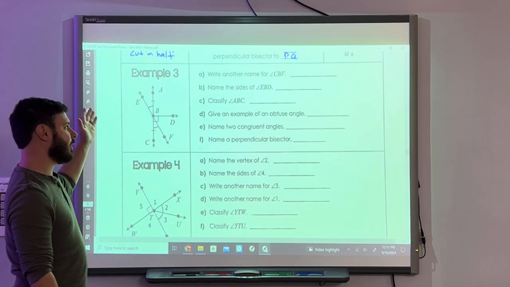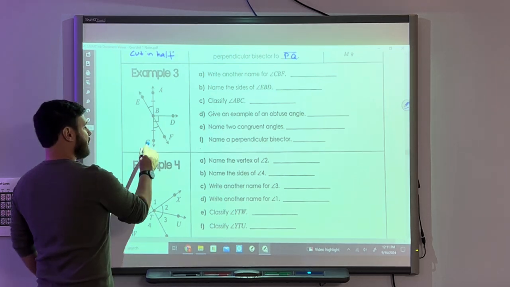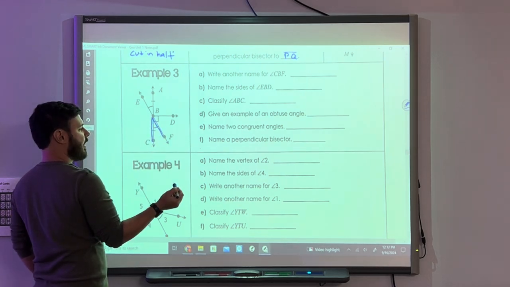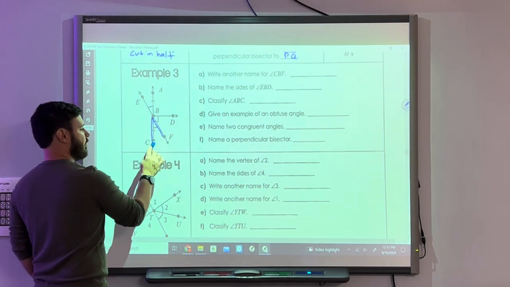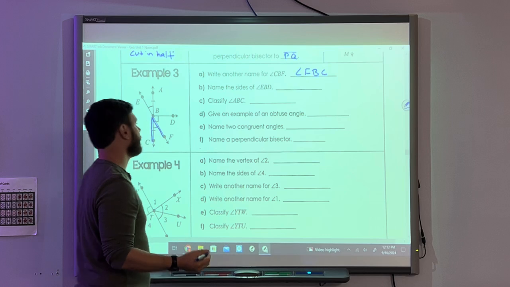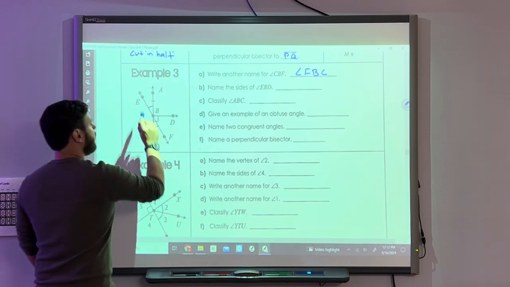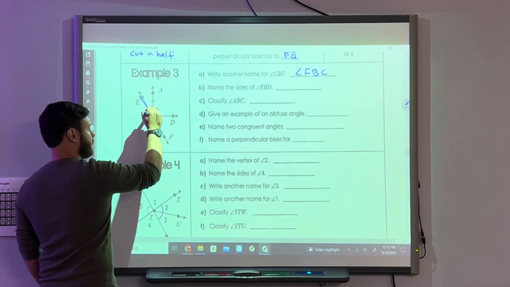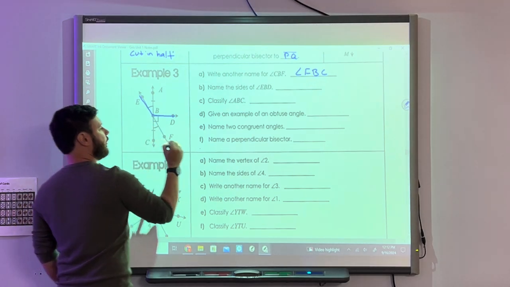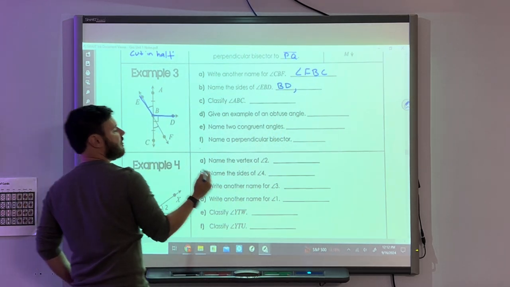And I have a lot of different ways I can do this. Another name for angle CBF, well, CBF is this one here. Another way to name that would be to go backwards, FBC. Angle FBC. Name the sides of EBD. EBD is this one. Well, the sides, I'm going to start inside, on the vertex, I'm going to go out. BD is one, and then BE is the other.